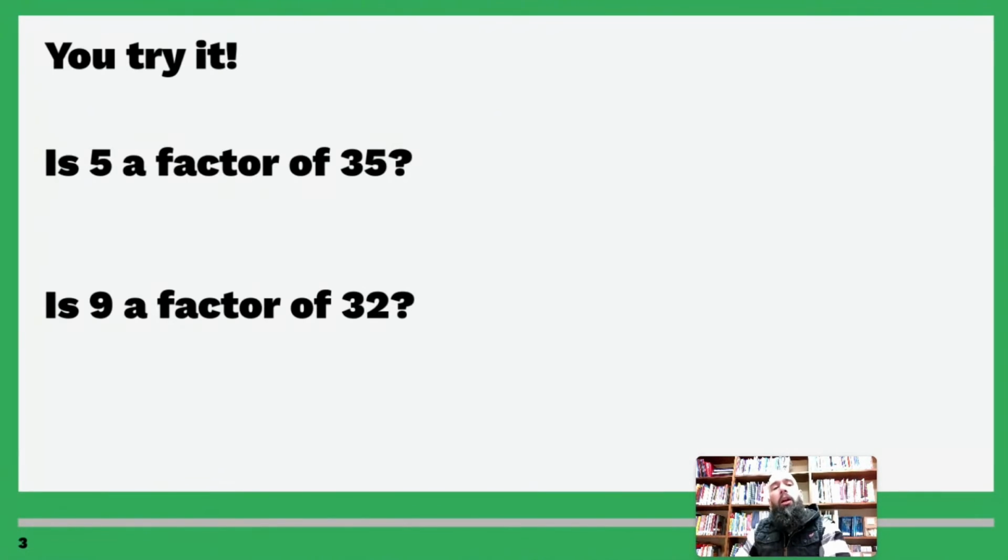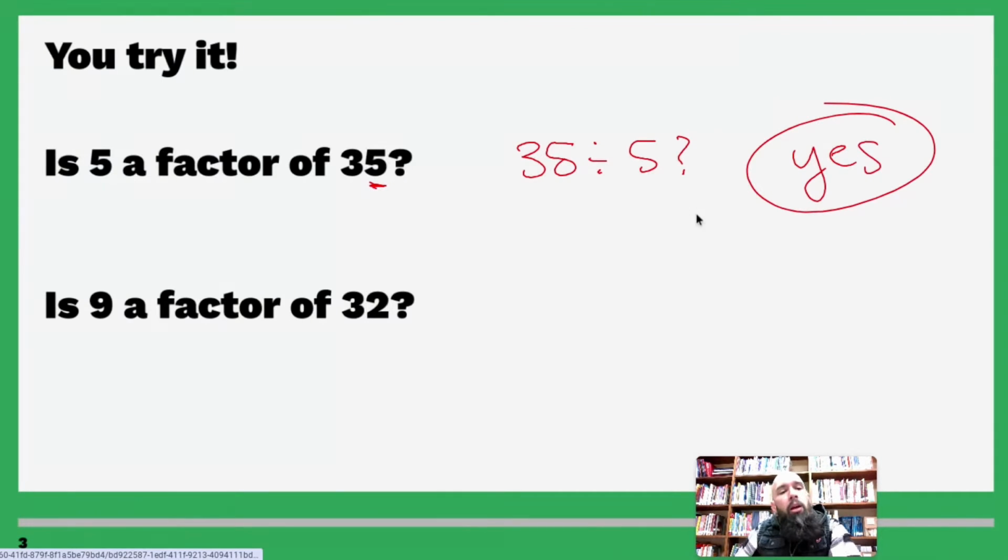Welcome back. Is 5 a factor of 35? Well, in the last problem, we said that you can divide a number by 5 if the last digit is 0 or 5. Look at that, the last digit is 5. So is 5 a factor of 35? Yes, it is.